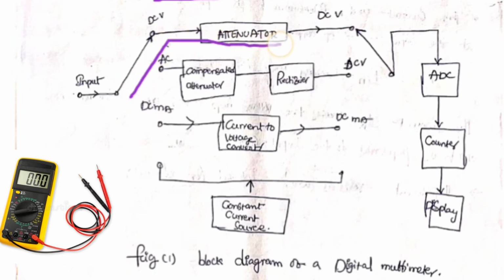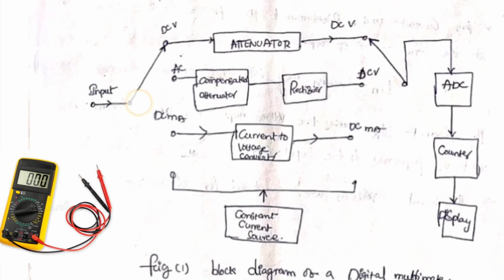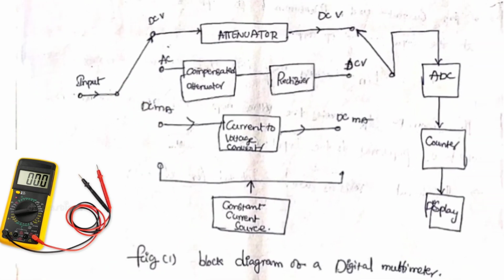After that, whatever DC voltage we have is given to the analog to digital converter, counter, and display, similar to voltmeters. Every digital multimeter has one digital voltmeter. It is again the digital voltmeter principle. There are so many methods we use in digital voltmeters, many principles we can use. We can see the block diagram. By this block diagram, you can observe that it has a number of range selecting switches.